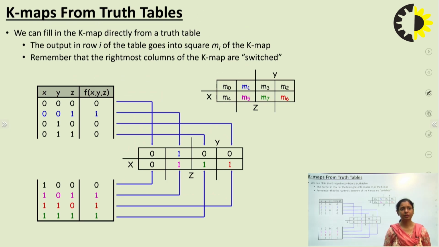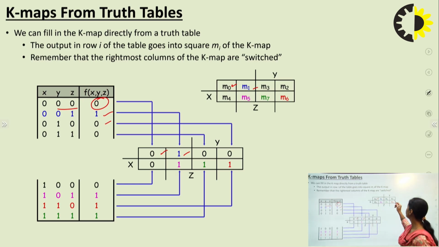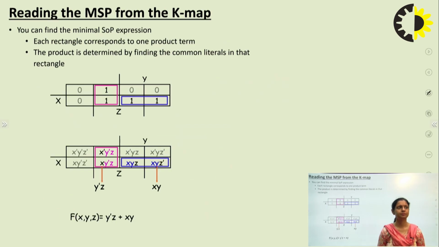When we are doing it from the truth table, this is how we do it. We have 0, 0, 0, that is M0. Now at M0, the value of f(x, y, z) is 0. So we'll write 0 at M0. At M1, we have 1. M1 is this representation, so we'll write 1 over here. At M2, we have the value of f as 0. M2 is the representation over here, so we'll write 0 over here. So this is how the K-maps are designed when we are taking the data from the truth table or directly from the minterms.